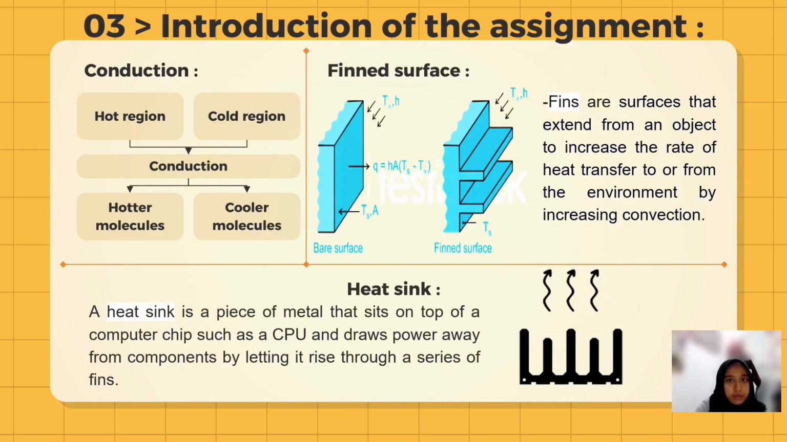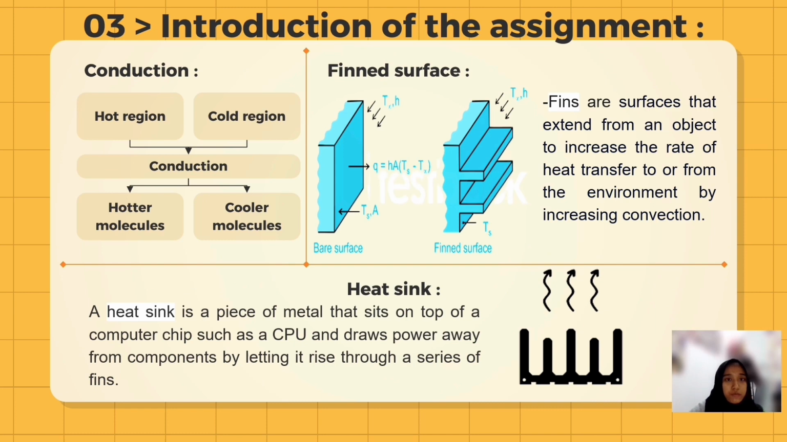Introduction of assignment. First, conduction. The hot region contains molecules with higher kinetic energy, representing higher temperature. The cold region contains molecules with lower kinetic energy, representing lower temperature. The transfer of heat occurs through direct contact between the hot and cold regions. Hotter molecules transfer energy to cooler molecules through collision, causing kinetic energy transfer. This process continues until thermal equilibrium is reached.